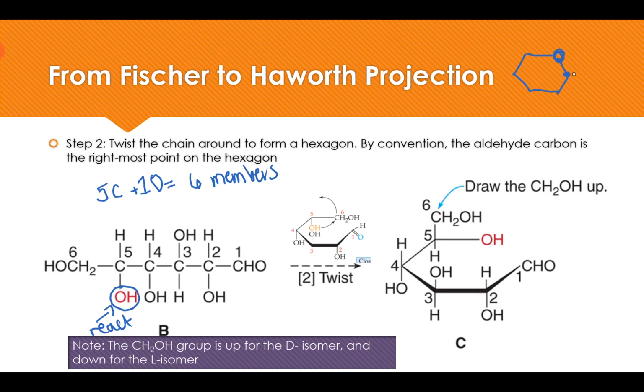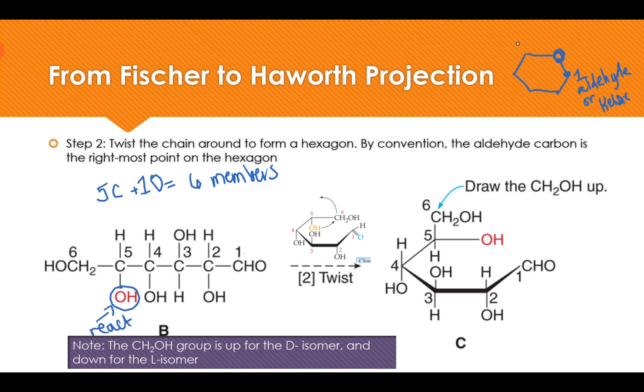This is carbon number 1, always. And carbon number 1 is always our aldehyde, or it's where the functional group is. So it's always where your aldehyde or your ketone was. And then you can draw from there.